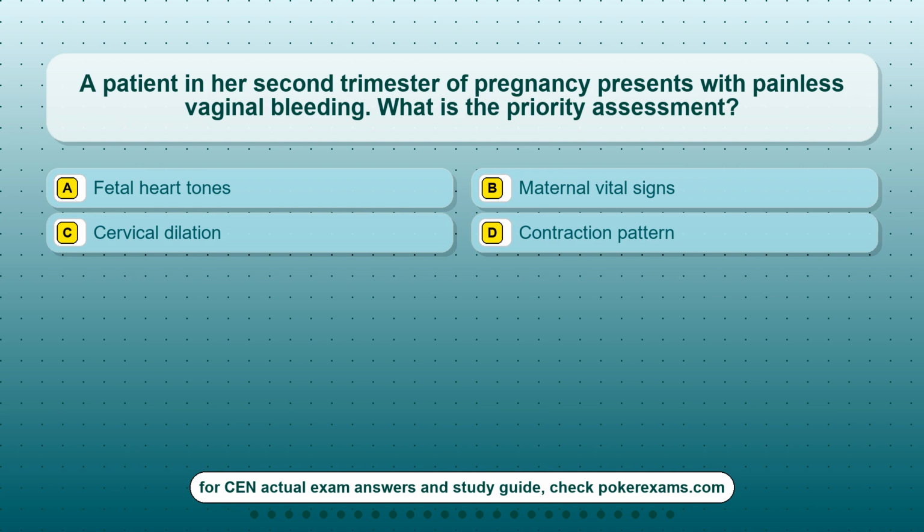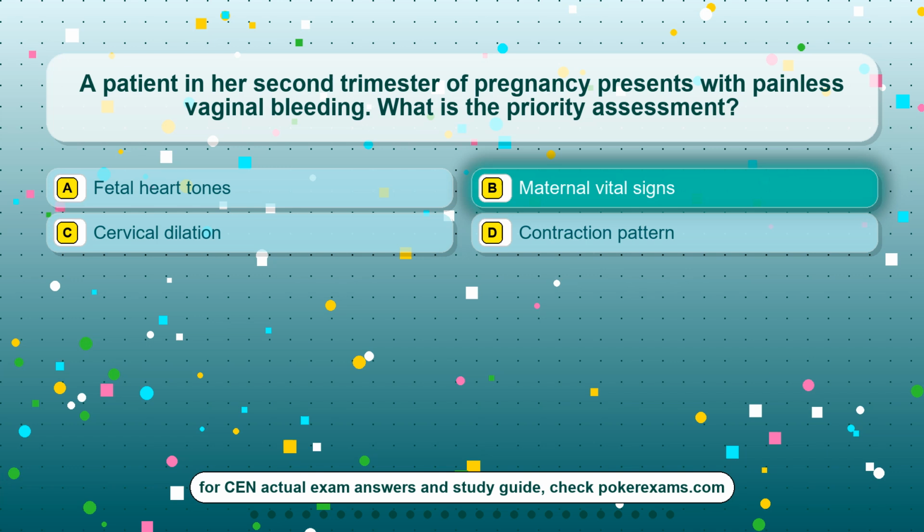Question 10. A patient in her second trimester of pregnancy presents with painless vaginal bleeding. What is the priority assessment? Option A, fetal heart tones. Option B, maternal vital signs. Option C, cervical dilation. Option D, contraction pattern.